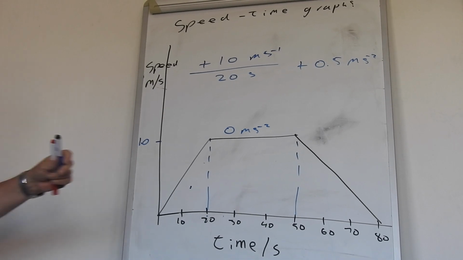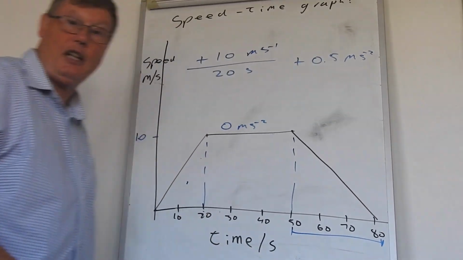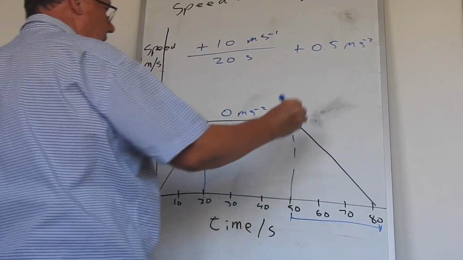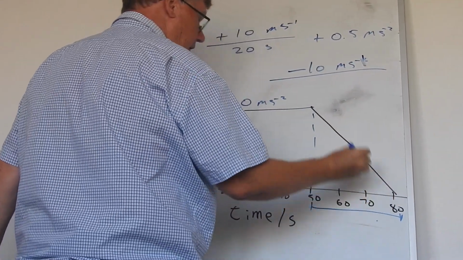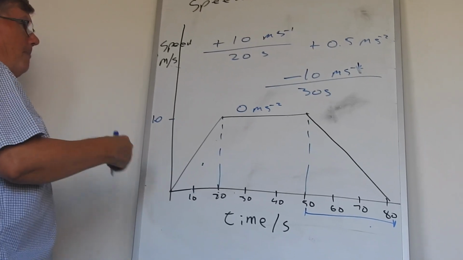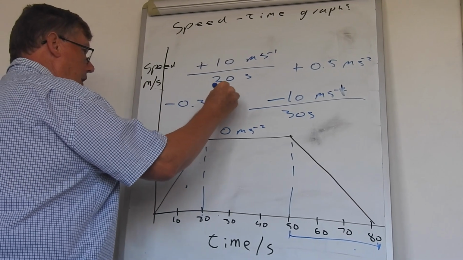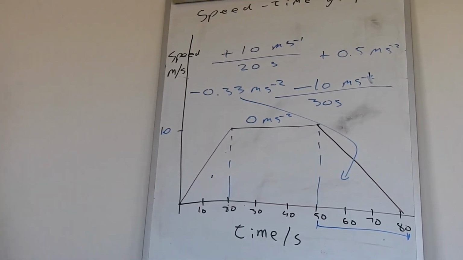What about the acceleration for the last 30 seconds, from 50 to 80? The change in speed is minus 10, and the time it took is 30 seconds. That works out at minus a third, minus 0.33 m/s² in that time period. Any questions? Does that sound reasonable?